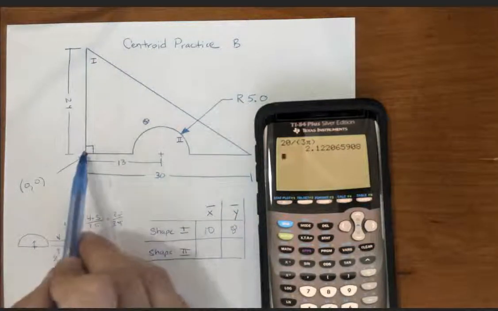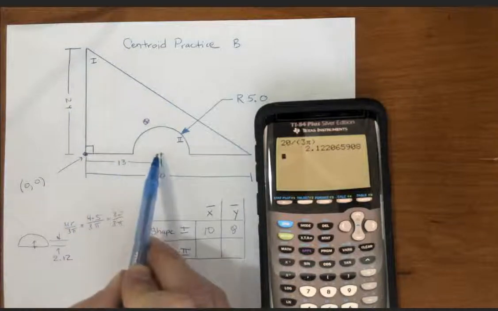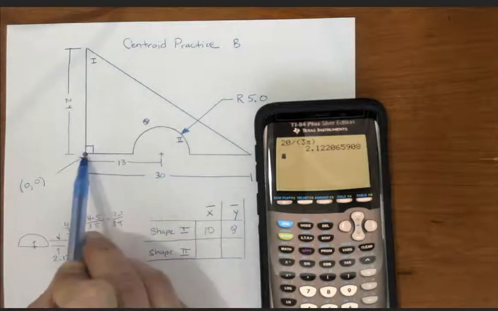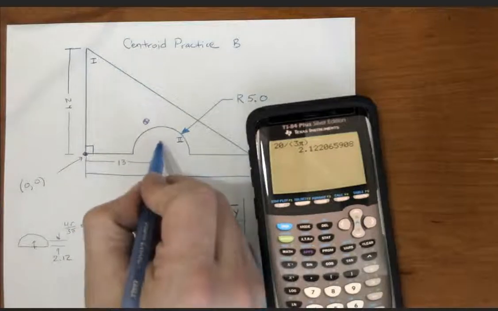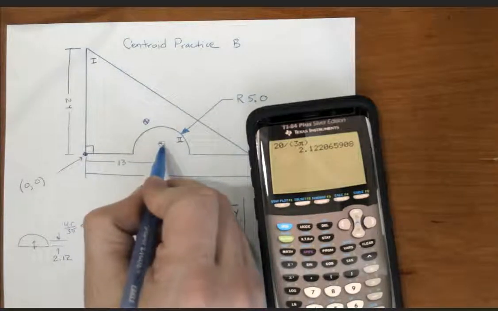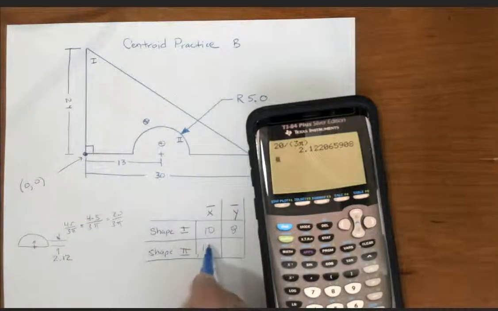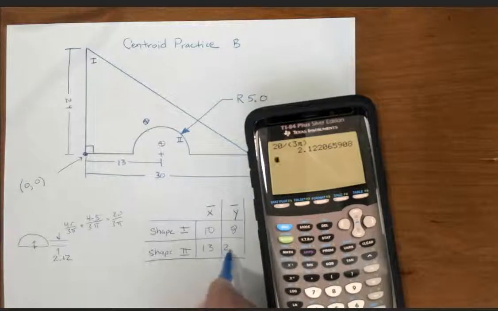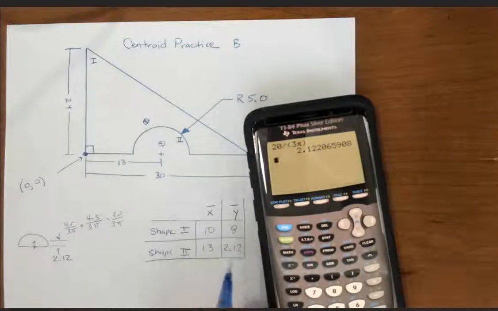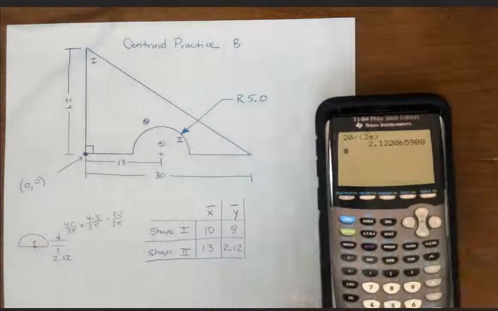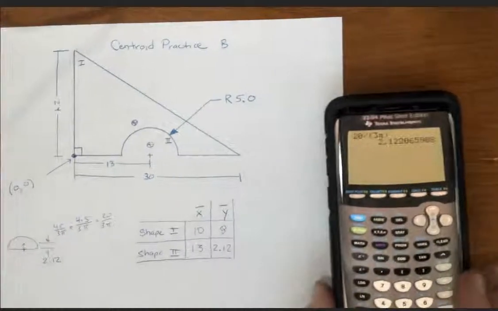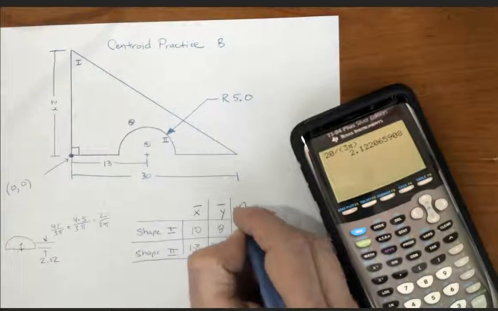So I'm over 13 units and up from that origin right here. If I think of where that centroid is, I'm over 13 and up 2.12. The next thing I need to find is the area of each region.